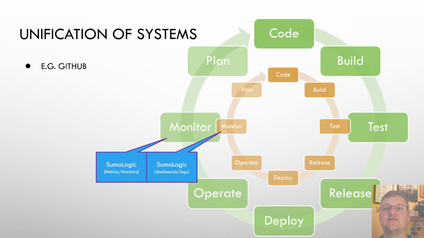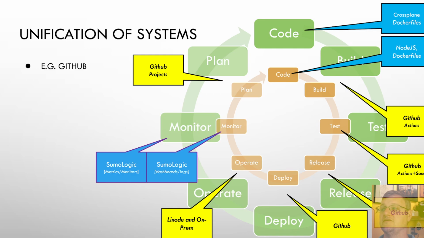With GitHub, we could be monitoring with Sumo Logic, metrics and monitors, and the developers could be using dashboards and logs. As far as code goes, we use things like Crossplane and Docker files and Node.js and Docker files. And then lastly, we use GitHub Actions for the build and the tests, and we could use GitHub Actions plus SonarQube for the testing. Our releases with GitHub, our deploys with GitHub. We could operate in both Linode and on-prem. And lastly, we use GitHub Projects for planning.